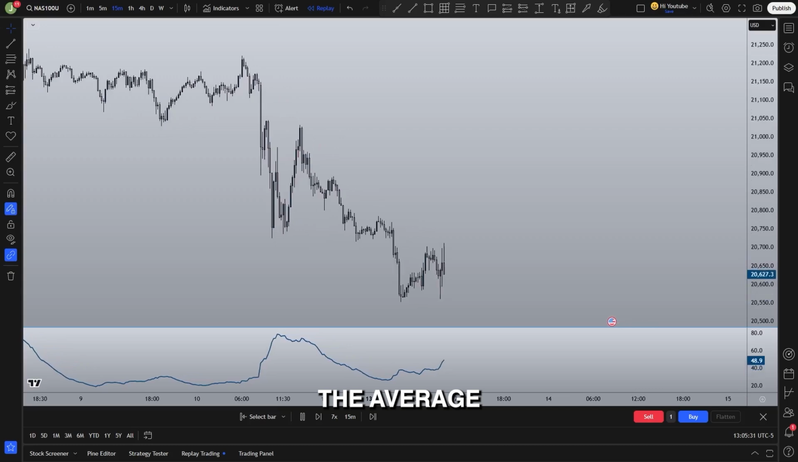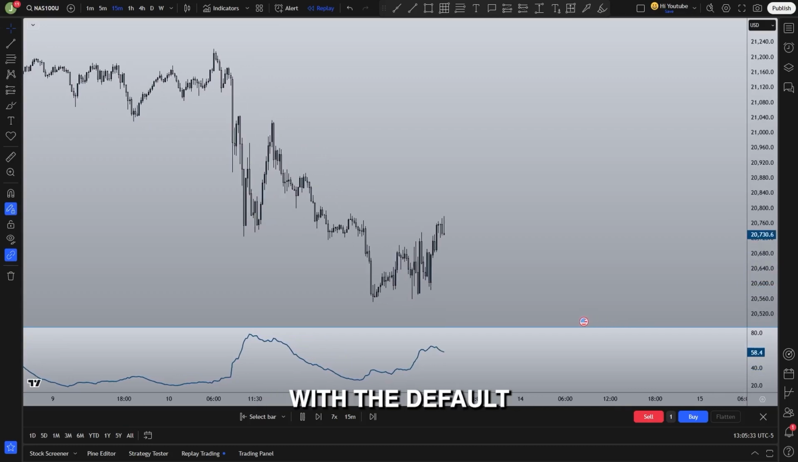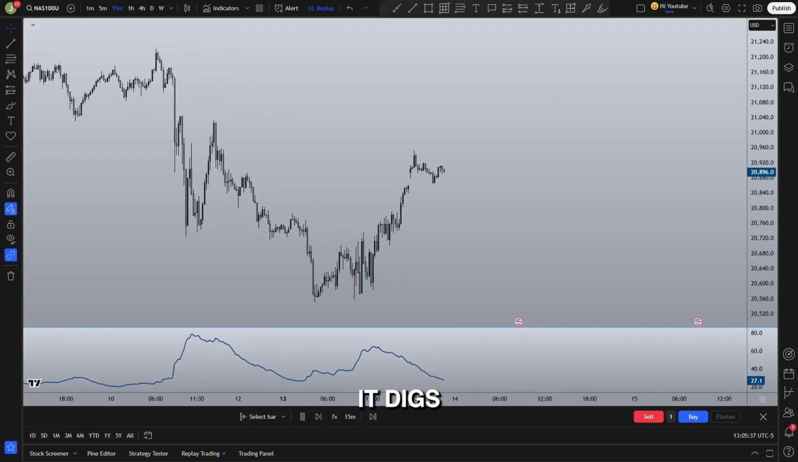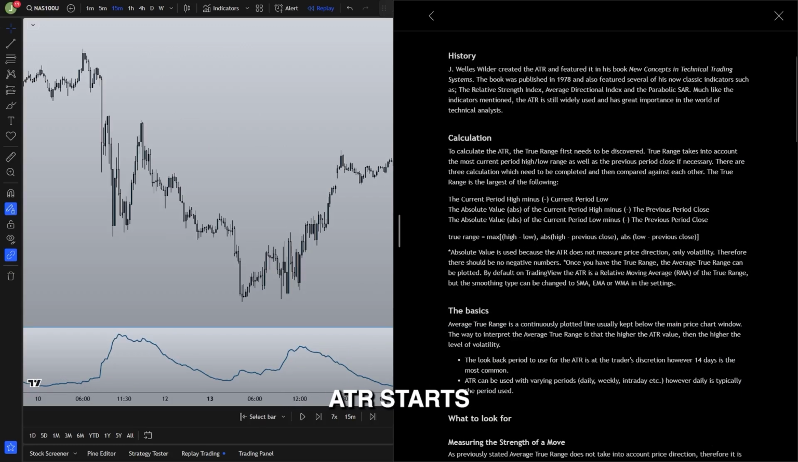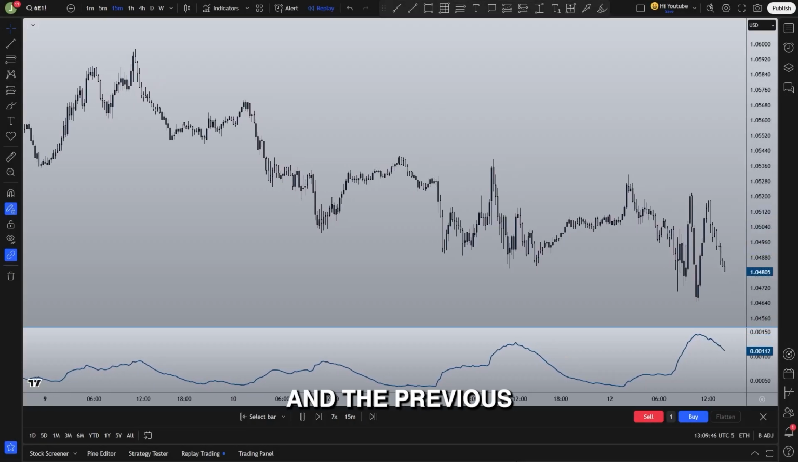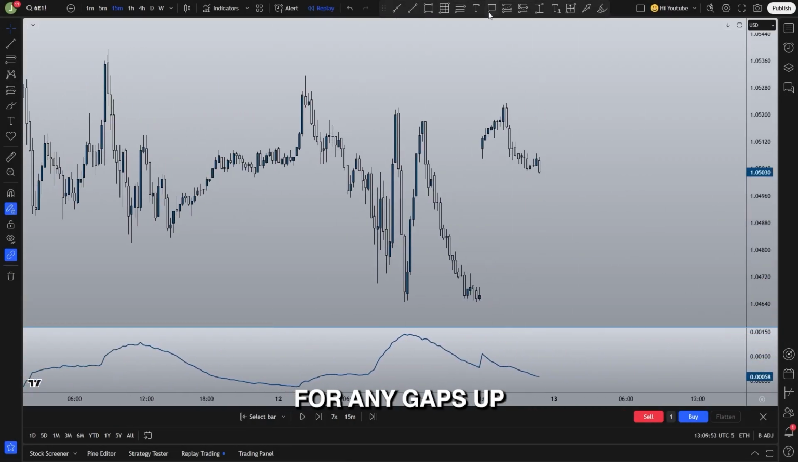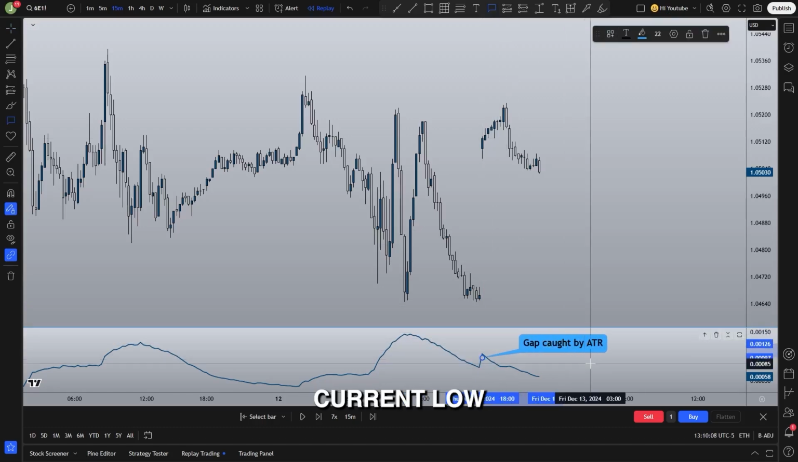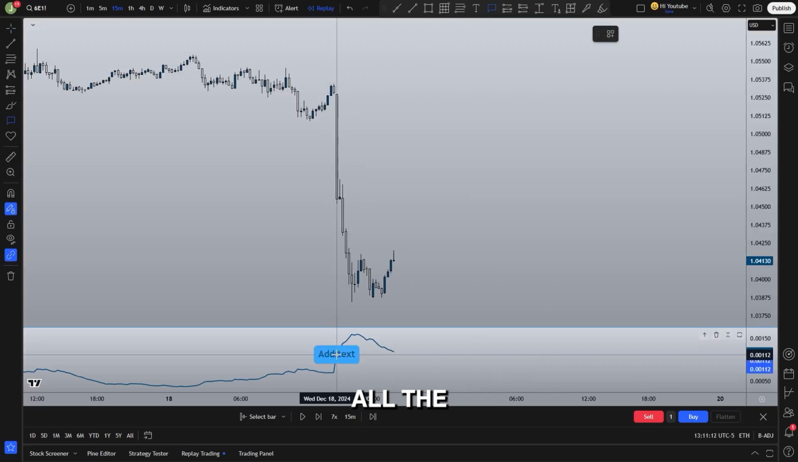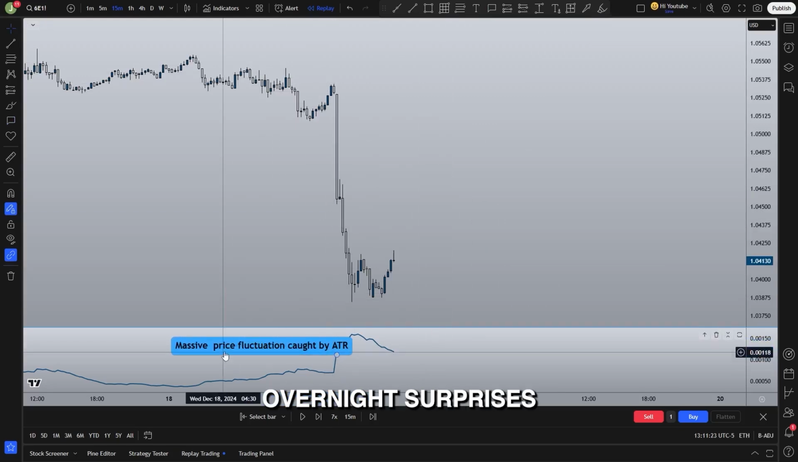ATR calculates the average movement of price over a set number of periods, with the default usually being 14. But it's not as simple as just looking at highs and lows. It digs a little deeper. Here's how. ATR starts by finding the true range, which is basically the largest value of three specific measurements. First, the difference between the day's high and low. That's the obvious one. Next, the difference between the current high and the previous close. This accounts for any gaps up. And lastly, the difference between the current low and the previous close, which accounts for any gaps down. This methodology is designed to capture all the price movement, even those overnight surprises or weekend gaps.